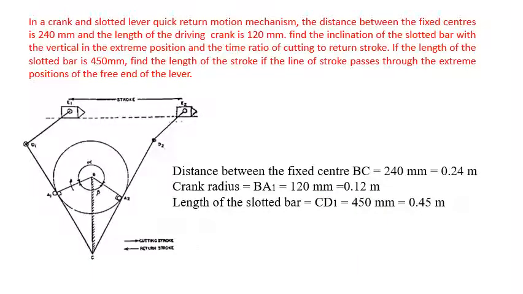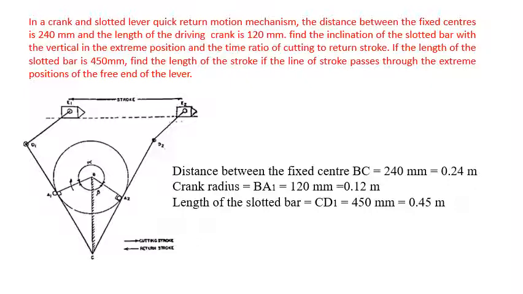So the next problem: in a crank and slotted lever quick return motion mechanism, the distance between the fixed centers is 250 mm and the length of the driving crank is 120 mm. Find the inclination of the slotted bar with the vertical in the extreme position and the time ratio of cutting to return stroke, if the length of the slotted bar is 450 mm. Find the length of the stroke if the line of stroke passes through the extreme position of the free end of the lever. So this is the given condition of the problem.